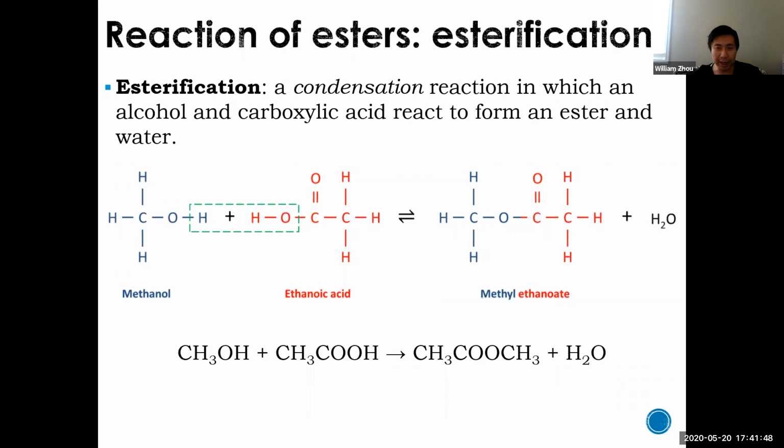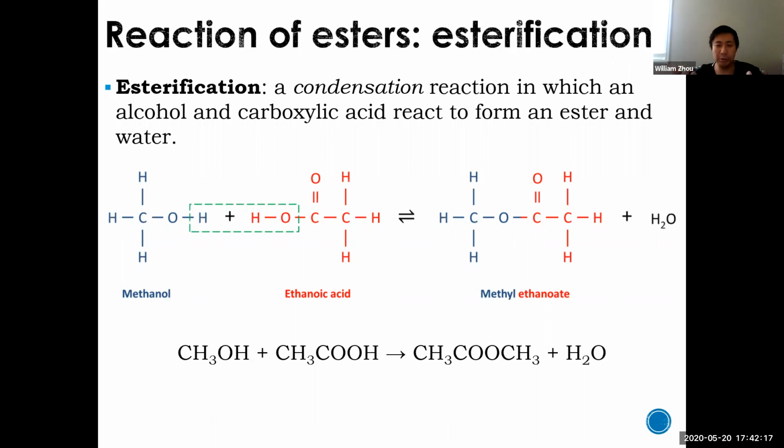How would you make that? Well, to make an ester, you need an alcohol and an acid, and you need to perform an esterification reaction or a condensation reaction. The esterification is just a very specific type of condensation reaction. In a condensation reaction, you take two things. It doesn't have to be alcohol or carboxylic acid. It could be anything.